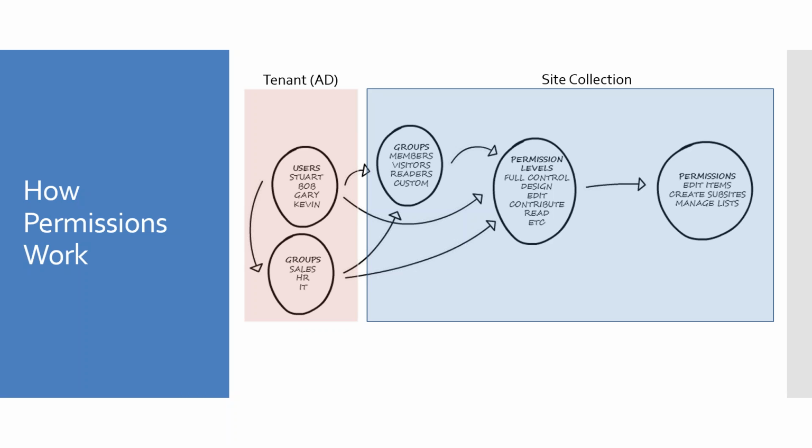But all we need to care about for now is we have a repository of users in Azure AD, and this is your user account that you would use to log in with. We also have groups. And there's two different types of groups. You'll see groups is repeated, once under tenant and once under site collection. So the tenant groups are things that are available at the Azure level.